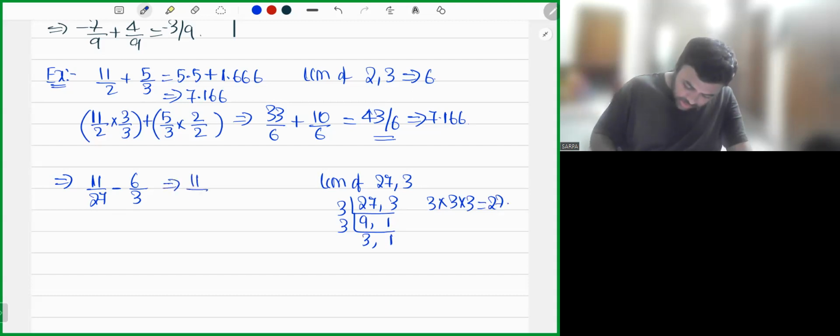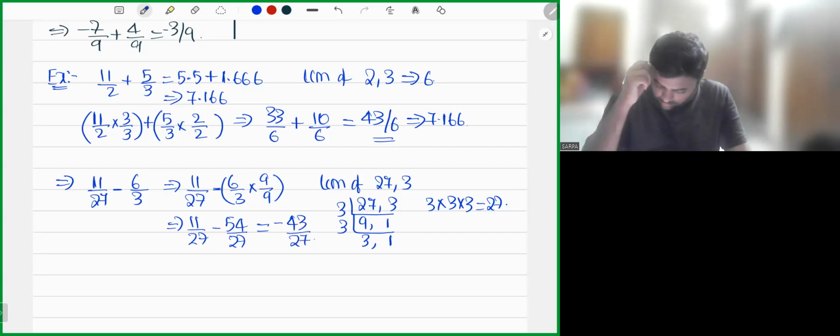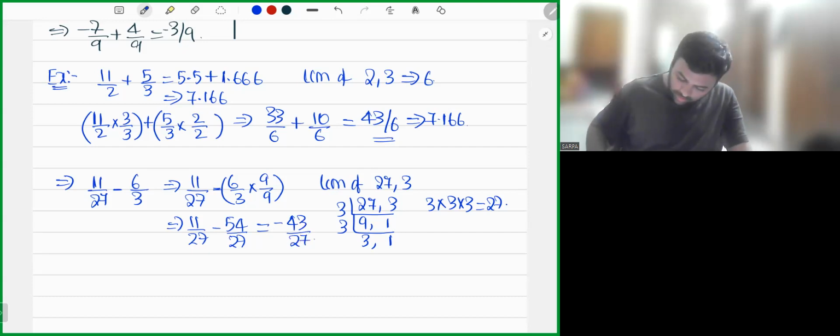So 3 into 3 into 3, which is 27. So 11 by 27 is as it is. Minus 6 by 3, I'm multiplying with 9 by 9. So 11 by 27 minus 54 by 27. So what is 11 minus 54? 11 minus 54, we have minus 43 by 27. Okay. So I hope that's fine, everybody.